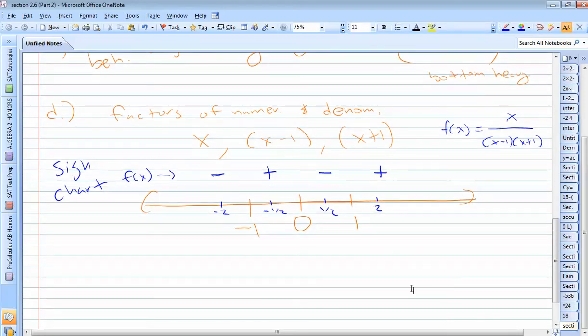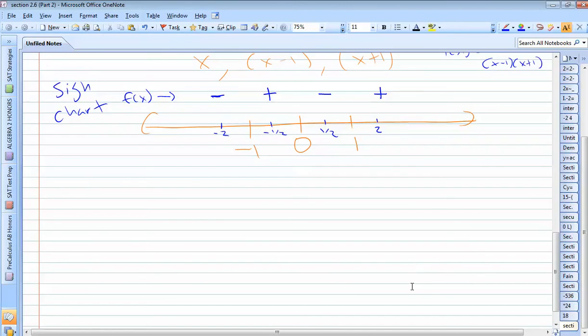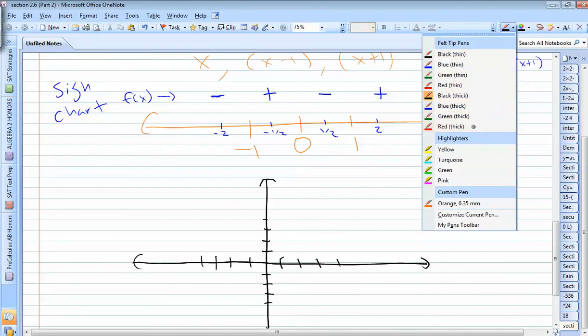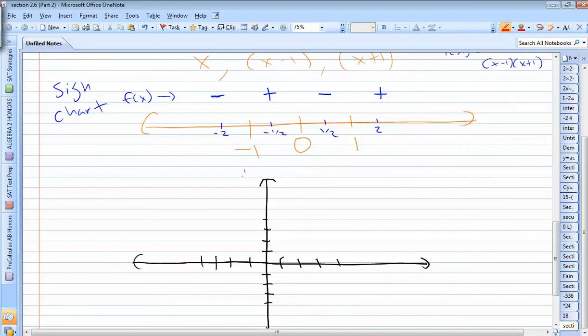So armed with all this knowledge, we can now generate our graph. And without having to really make a table, we actually could do a pretty good graph here. Okay, so you have your asymptotes.